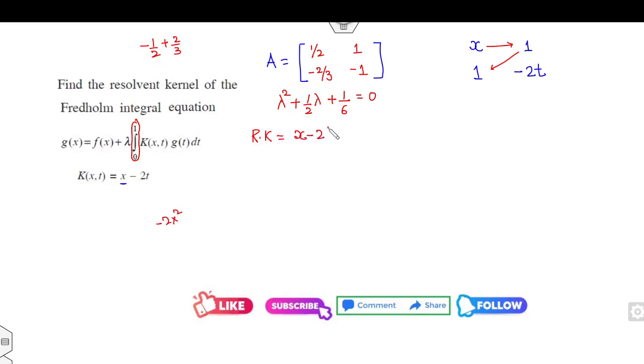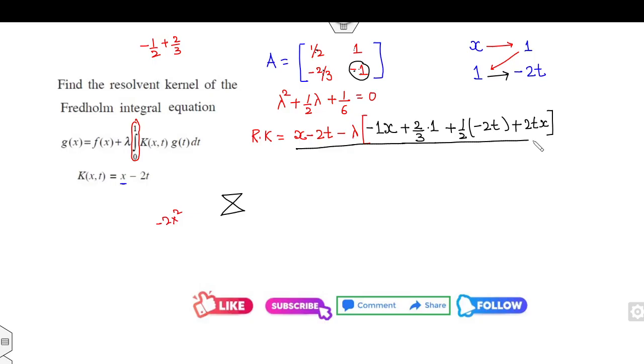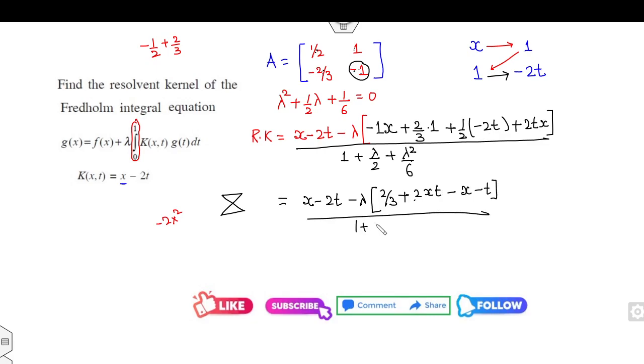Minus lambda times, start from here: -1 into the first term plus negative minus plus 2/3 into the second plus minus plus half into minus. Always write in zigzag form, fine, plus minus, start from here. So -1 into minus minus plus 2tx, divided by the equation, change it, plus λ/2 plus λ²/6. And if you want to do a little calculation, then it will be minus of lambda, you can see this is the 2/3 positive, plus 2xt is positive, it's a minus x, it's a minus of t, divided by the equation is the right answer.